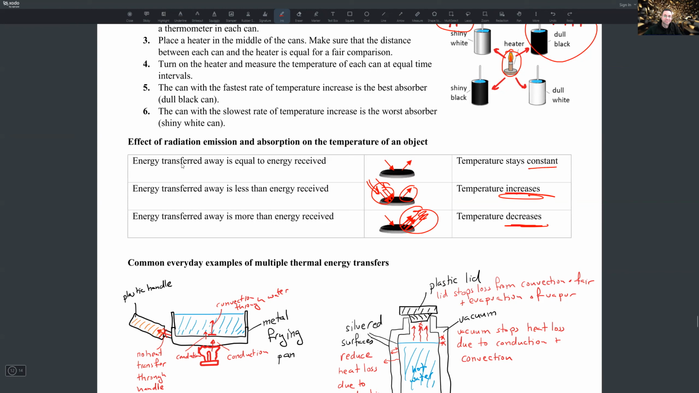And if an object is at a constant temperature, بتgain وبتlose energy at the same rate. نفس الامount. These are equal. So keep that in mind برضه.